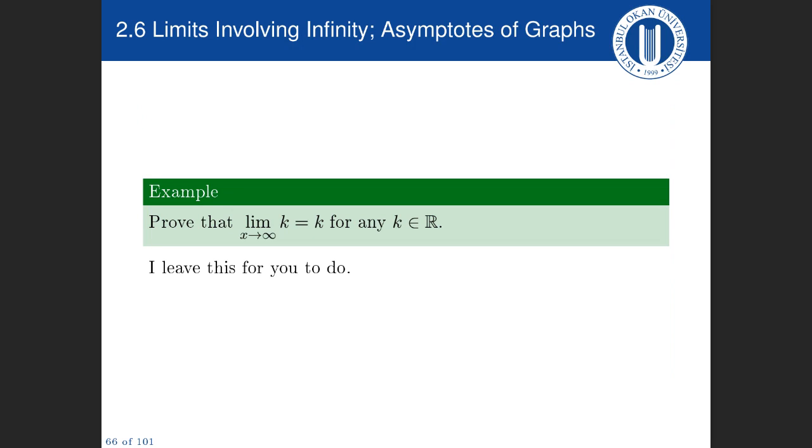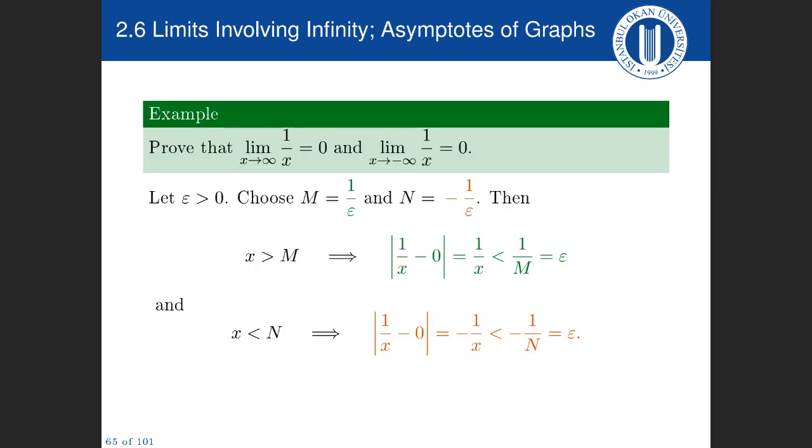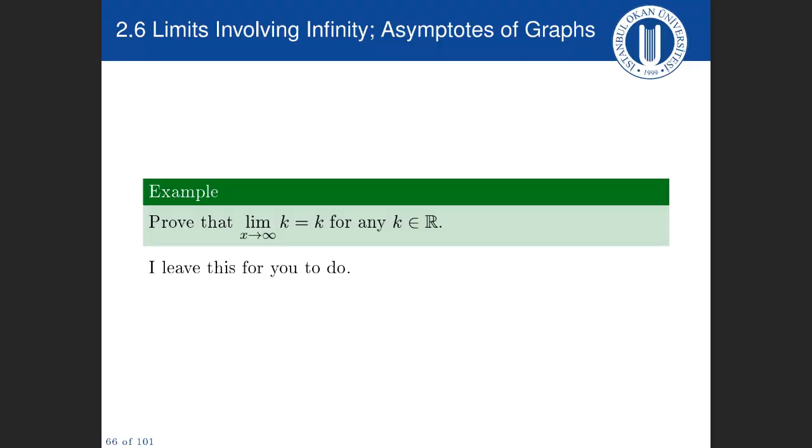Okay, so for this one, you need to do the proof. You need to say let epsilon be greater than 0, and then choose capital M equal to something. And then you say, then if x is greater than capital M, this implies something. So just doing the same ideas as in the one before.